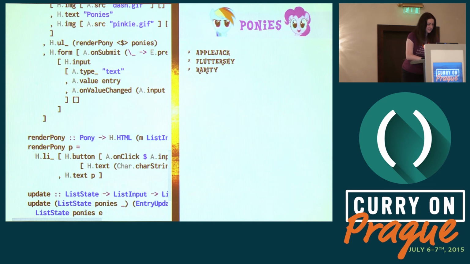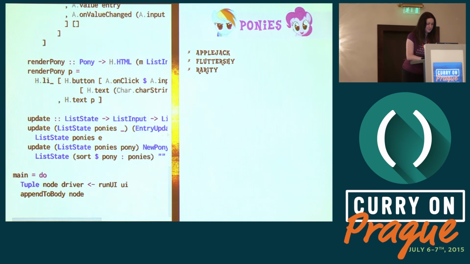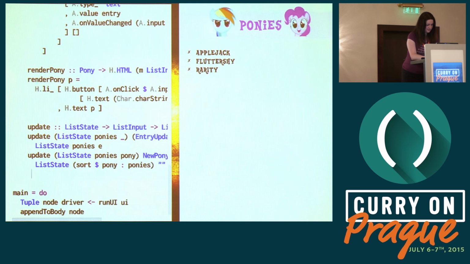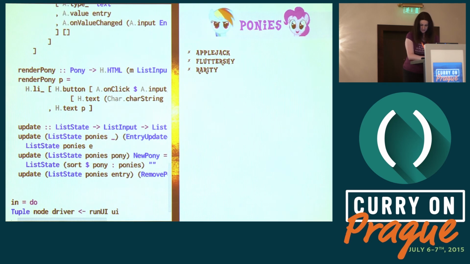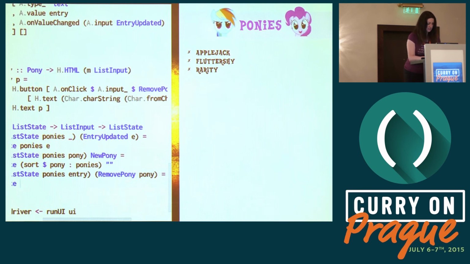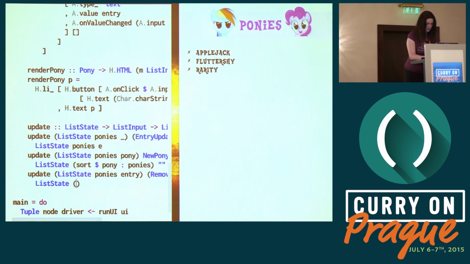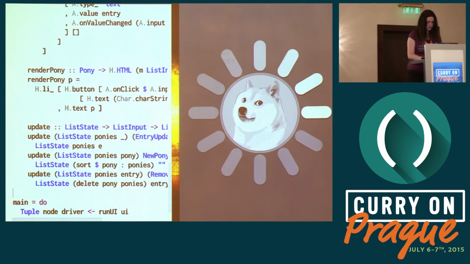Yes, we have a button. Doesn't do anything yet, though. I have to update the update function. So list state ponies entry remove pony. I'm only getting the entry out here now because I want to preserve it. I'm not going to use it. The pony that comes in through the event is the one I want to delete. And I just go delete ponies. Delete is a function in the array library, which takes pony out of the ponies array, and the current entry.